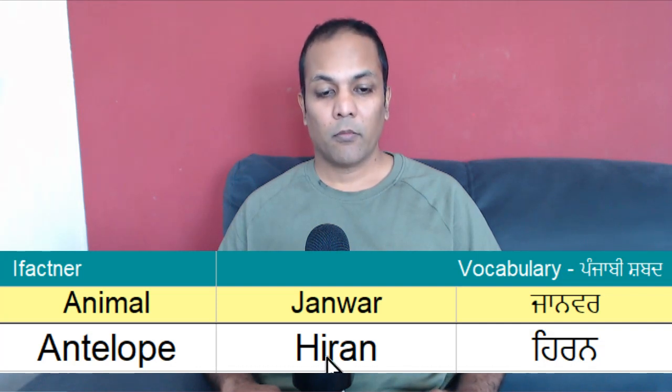In this video tutorial, we will learn what we call different animals in Punjabi. Let's start. Animal is janwar. Antelope is Hiran.